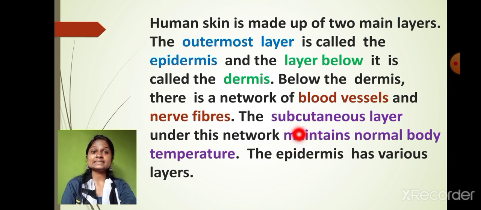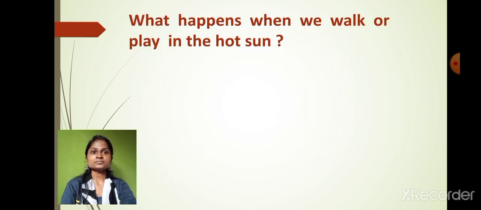Okay. And the subcutaneous layer which is present, it is responsible for maintaining the normal body temperature. What is our normal body temperature? 37 degrees Celsius. So the subcutaneous layer which is present below the dermis layer, it is responsible for what? Maintaining the normal body temperature, that is 37 degrees Celsius. Understood?